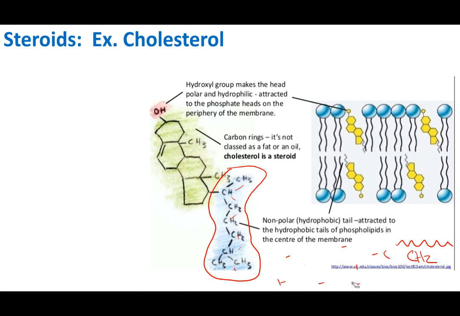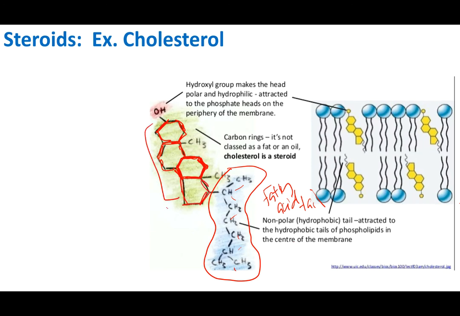But what makes this particular lipid different than other types, this particular steroid cholesterol, is that it's also got these funky ring things in here. Now, that ring structure is definitely identifiable as a particular class of macromolecules that we already talked about. That's very clearly a carbohydrate ring, right? So cholesterol is a fatty acid tail with a chain of carbohydrates attached to it. And you can see that on the drawing here, right?